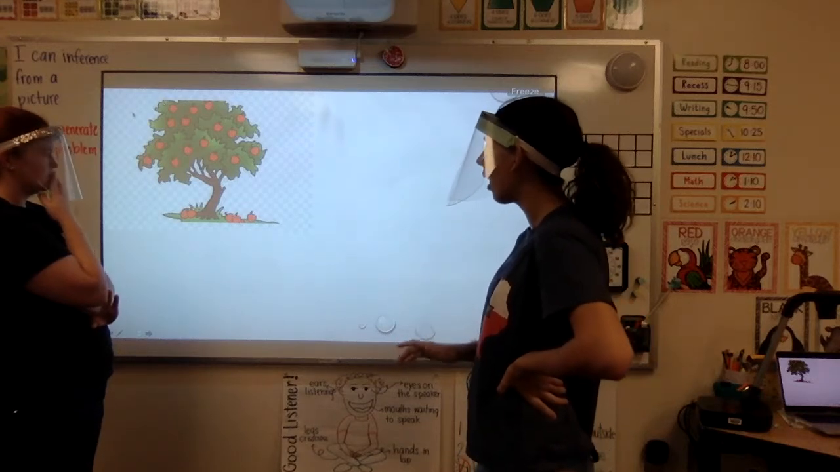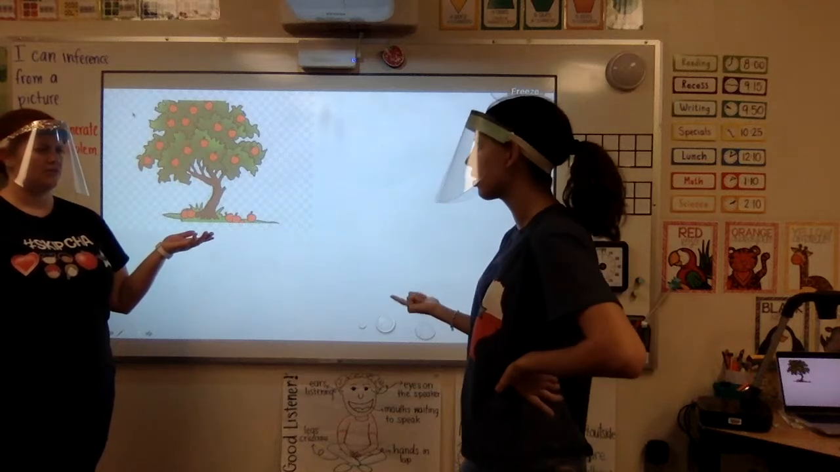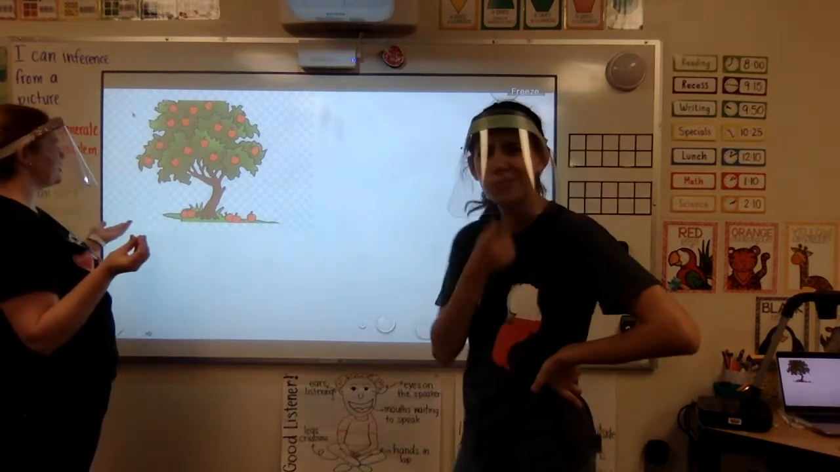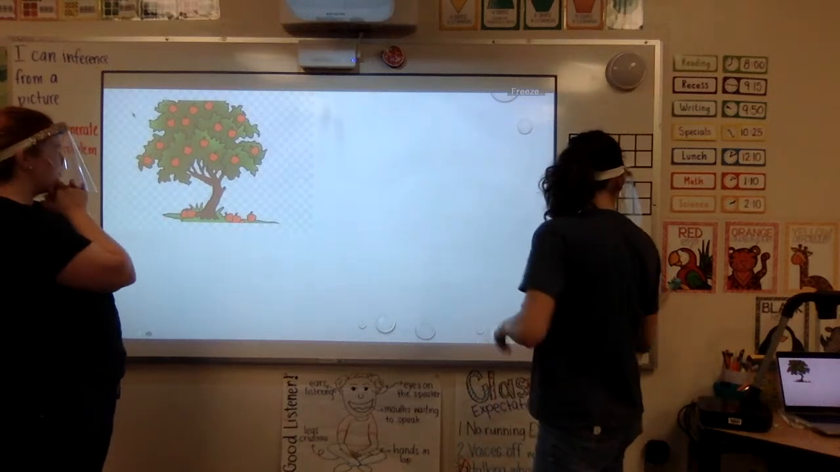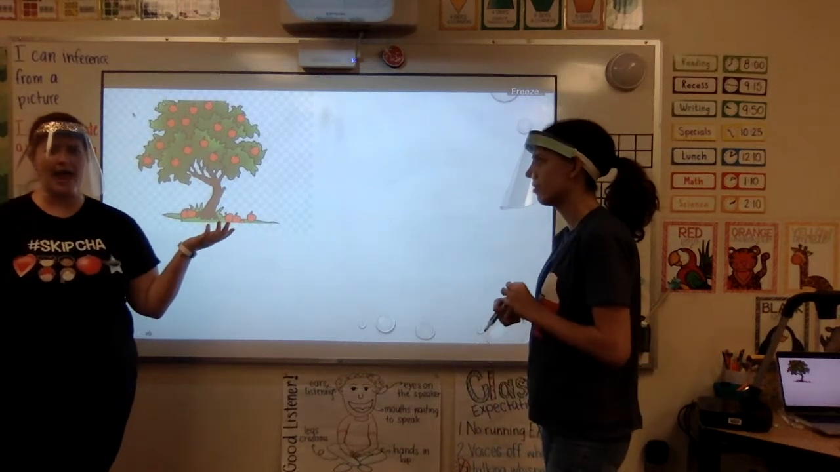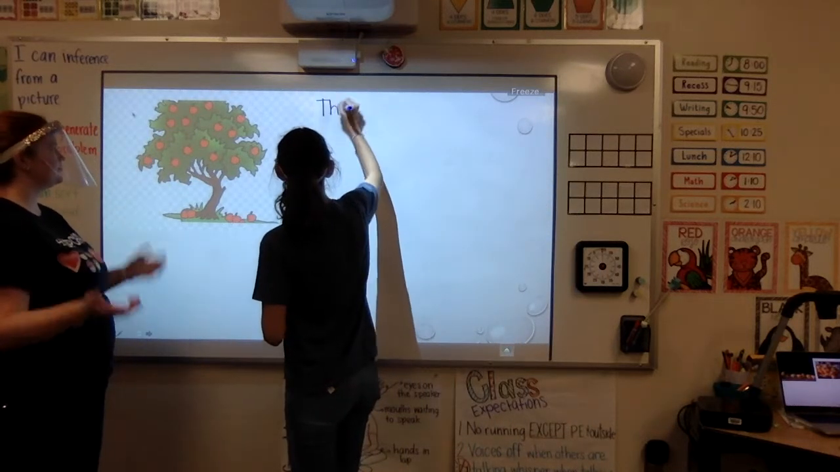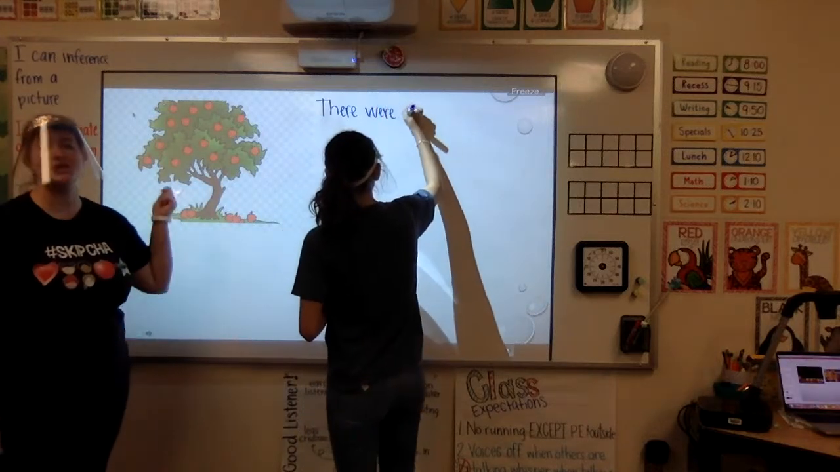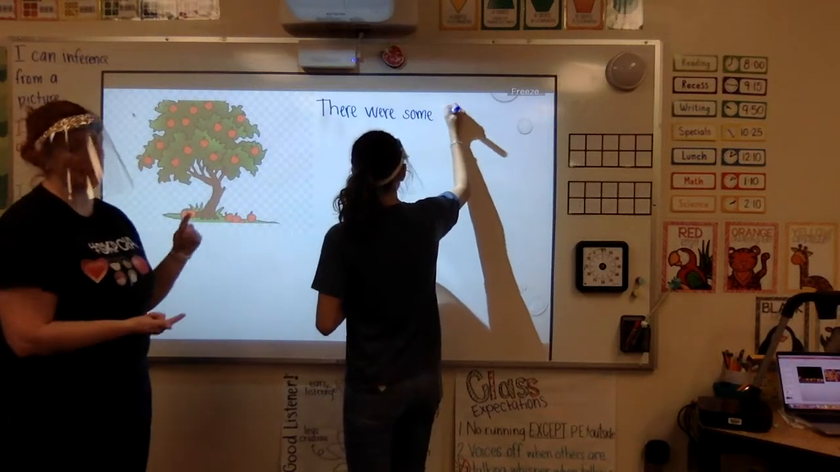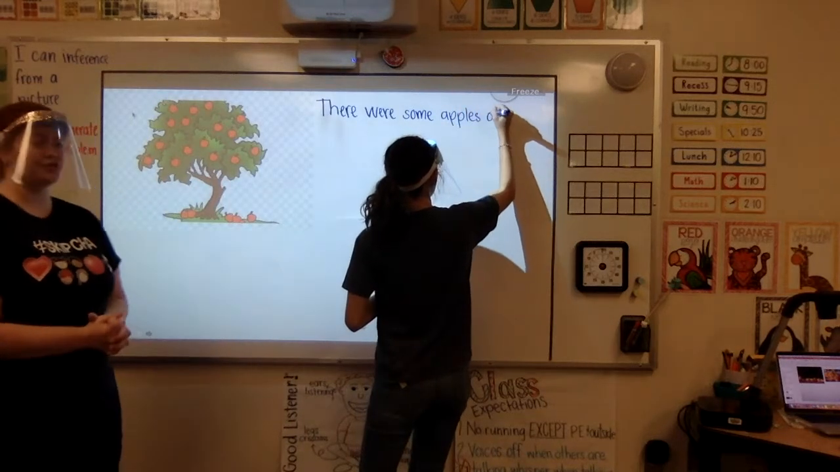Well, I wonder how many there were on the tree to begin with, before they fell to the ground. Yeah, I'm wondering the same thing. So could we look at this picture and say, there were some apples on the tree? Oh, we could. All right, so there were some apples on the tree. Because at one point, these apples used to be on the tree. They weren't always on the ground. So I know that there were some apples on the tree.